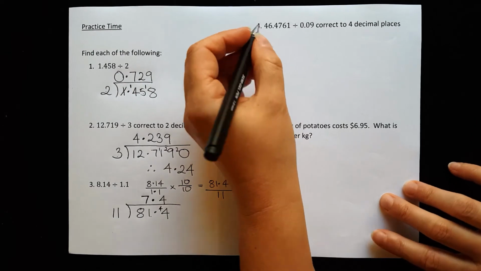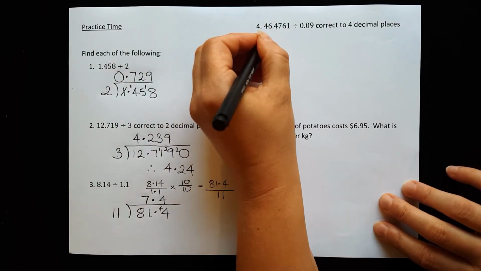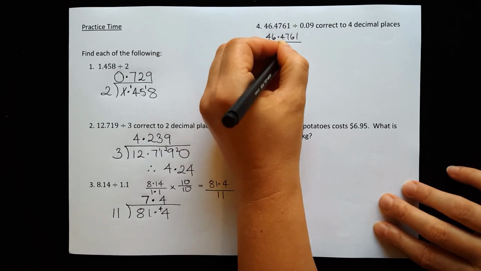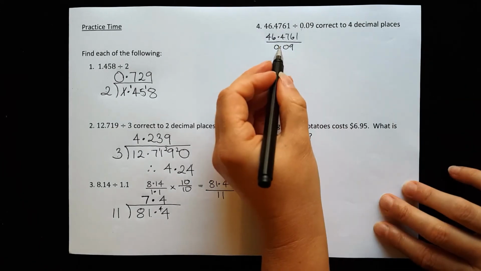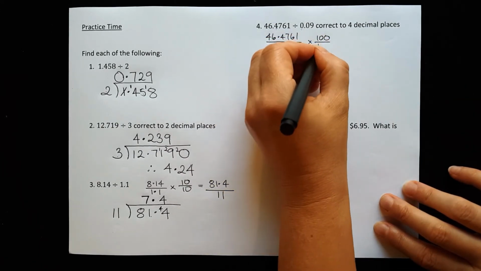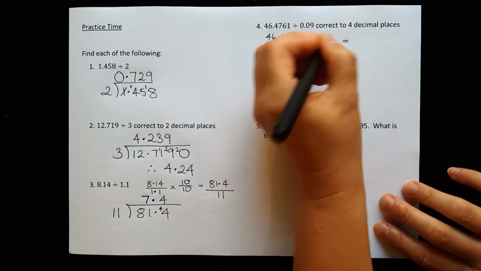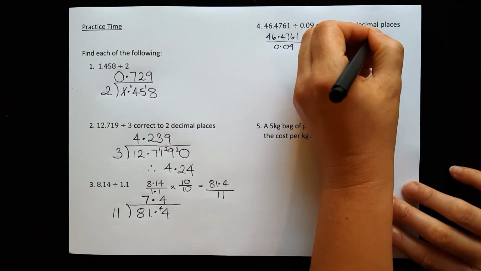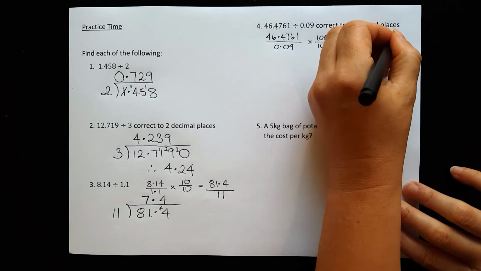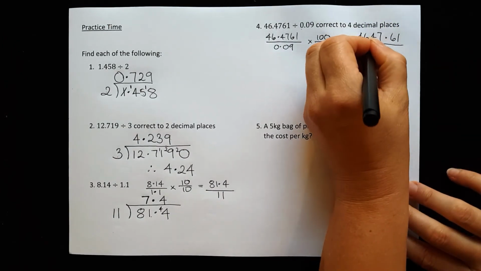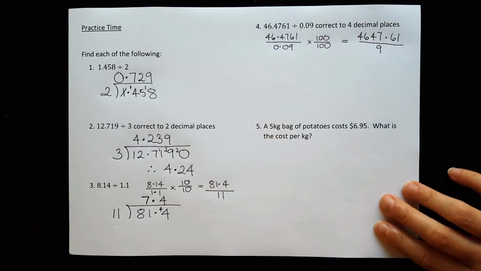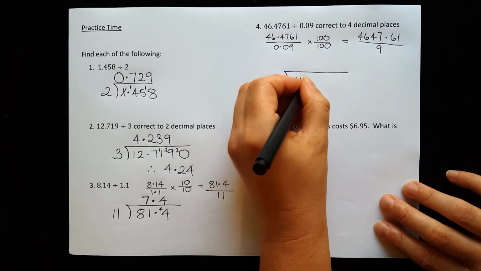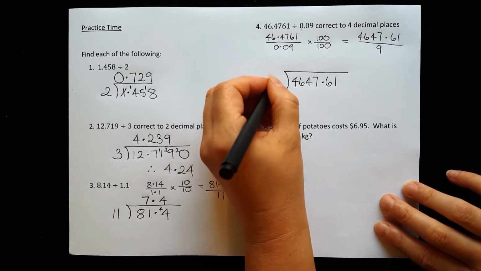All right, question 4, another decimal divided by a decimal. So first of all, let's try to simplify it a bit. Because it's 0.09, I'm going to need to multiply by 100 over 100. That's going to give me, on the top, I have to jump over 2 places. So 4647.61 on the top, over, jumping 2 places will give me 9. So I now want to divide that, 4647.61 divided by 9.